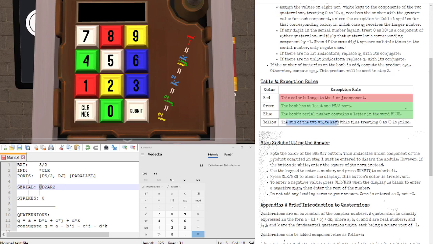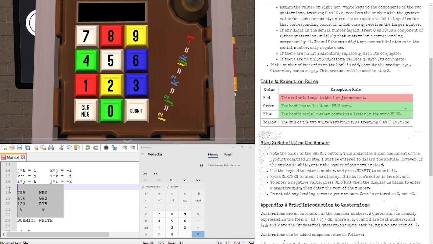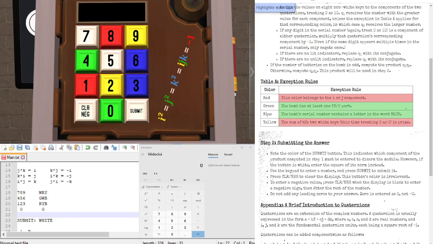And the sum of the two white keys, don't worry about this parenthesis, I'll explain that in a second, is prime. So which keys are white? I know you can see it here, but it's the corresponding position. So we have 7 plus 5, that's the two white keys on the module, which is 12, and 12 is divisible by 2, therefore it's not a prime. So green and blue conditions are true. I mean, exceptions are true. However, for red and yellow, they are false.